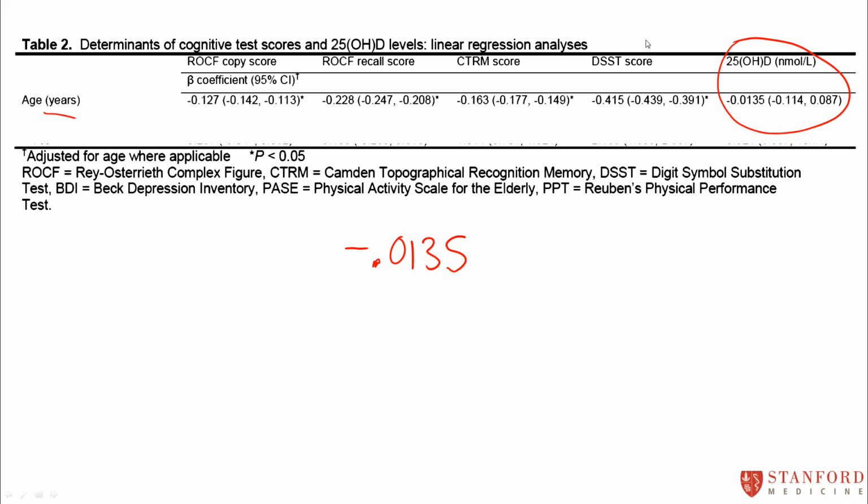Let's look at the beta coefficient for DSST score. So for DSST score, the beta coefficient is negative 0.415. That says that for every 1 year increase in age, your DSST score is going down by 0.415 of a point, almost a half a point. So that's a pretty big effect. It is statistically significant. These models right here have not been adjusted for anything. The rest of the models that I'm going to show you are adjusted only for age and nothing else.